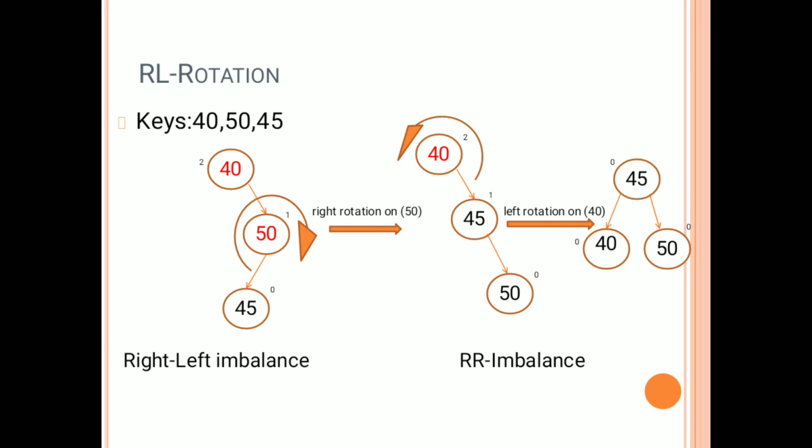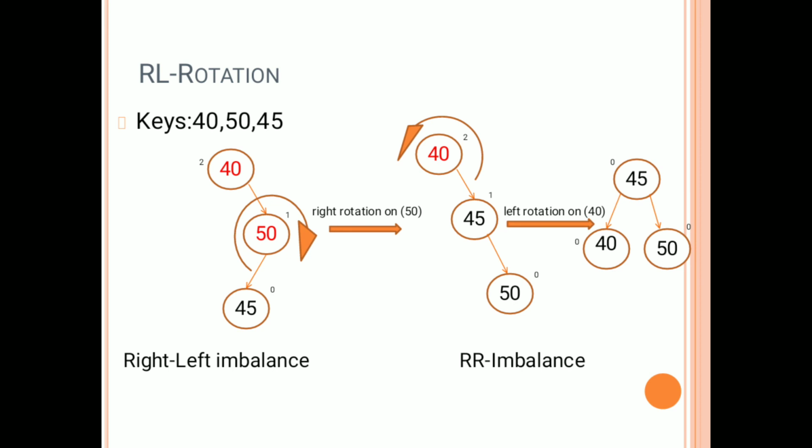So the balancing factor of 45 is 0 and the balancing factor of 40 is also 0 because 40 has no elements, and 50 also has balancing factor 0 because 50 has no subtree, and 45 has one left subtree and one right subtree. So height of left subtree minus height of right subtree, that is 1 minus 1, is 0. That is, the tree is balanced. Each and every node in this tree has the balancing factor 0. Hence that is an AVL tree, and an AVL tree is also a binary search tree. And finally the tree is balanced.